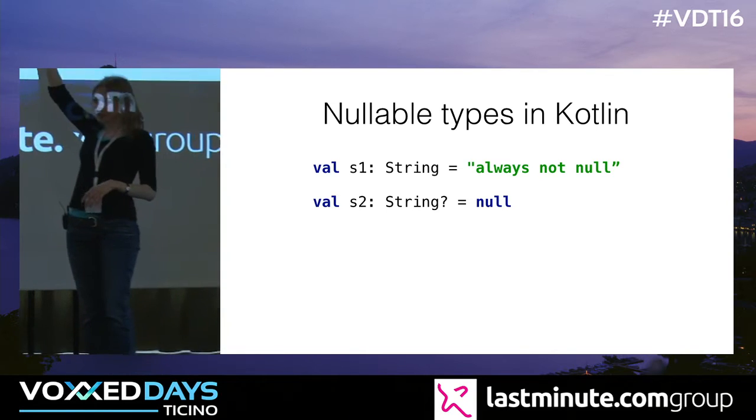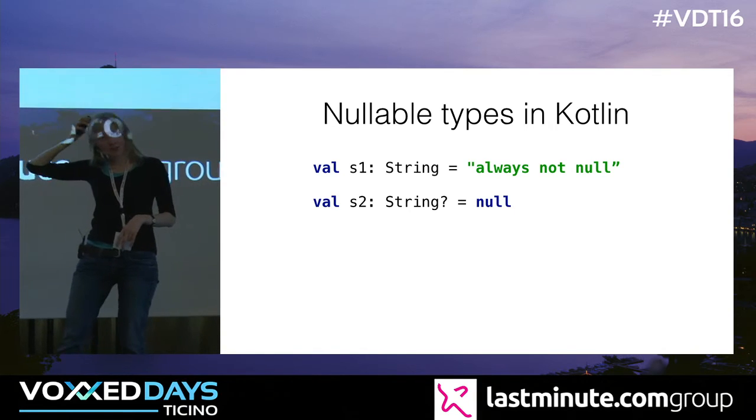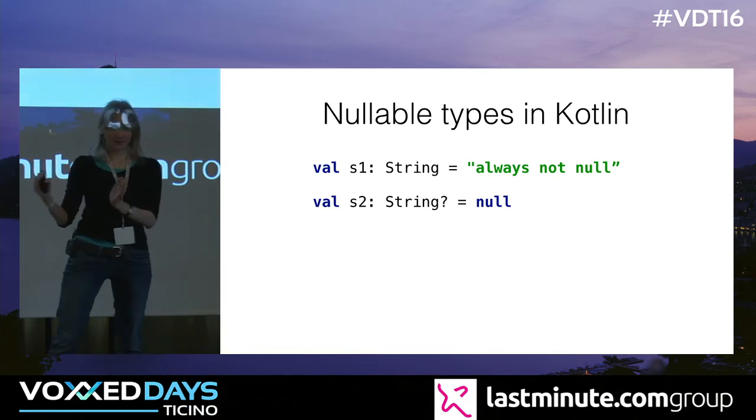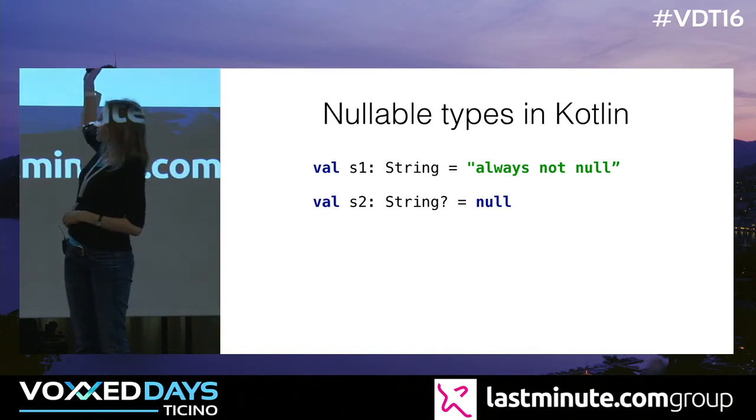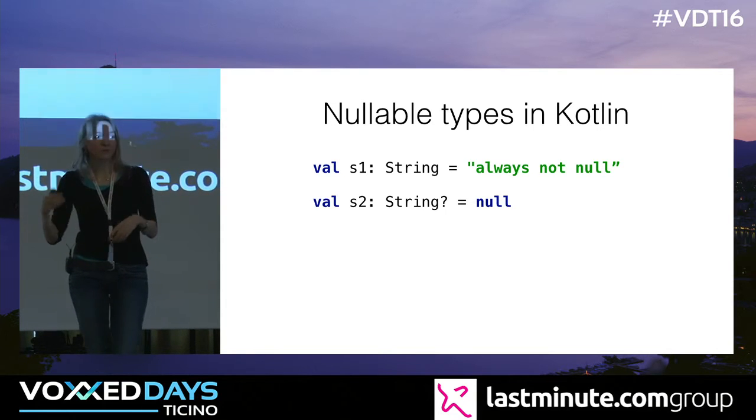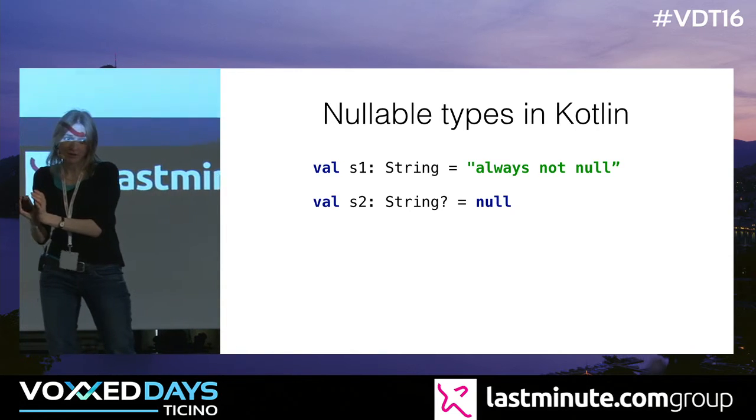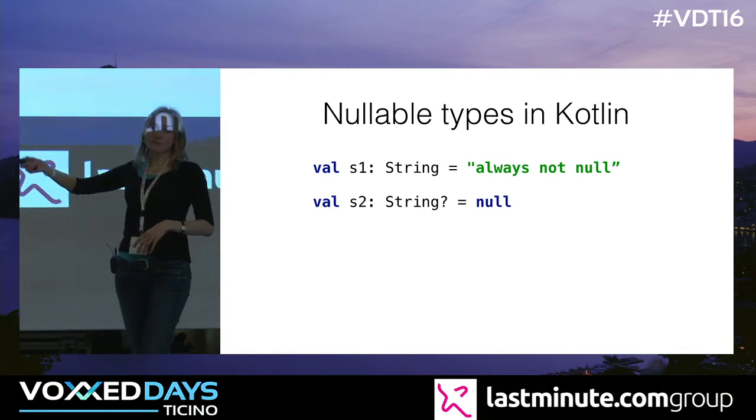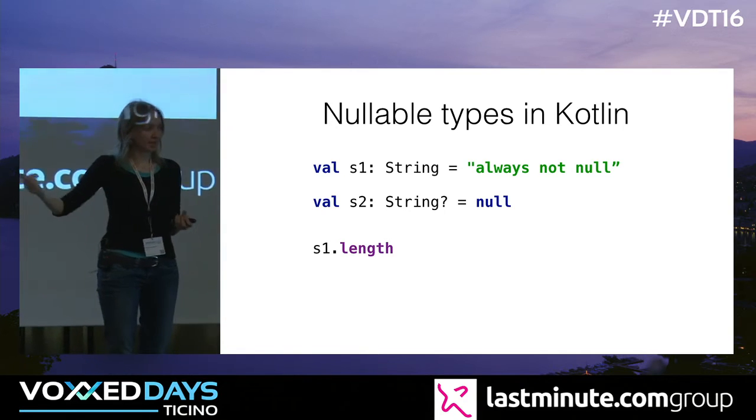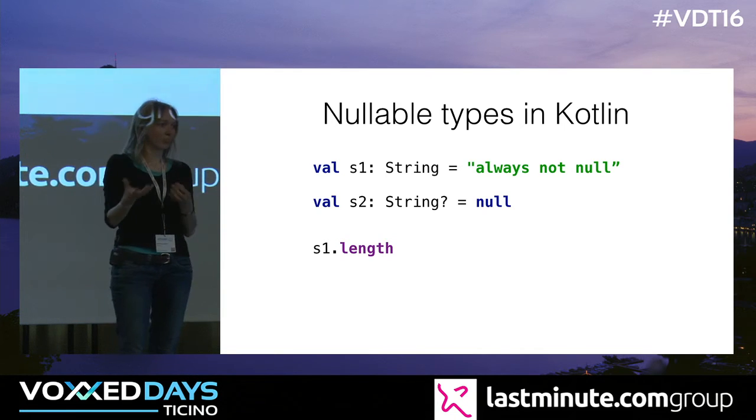If you declare a variable with just a regular type, it means that this variable cannot contain null. So you cannot assign null to this string variable. To be able to do that, you have to declare it with a special type, a type with a question mark, and that will mean, yes, you can do that. Okay, so if we want to access the first variable, is it possible? Is it possible from the point of view of the compiler?